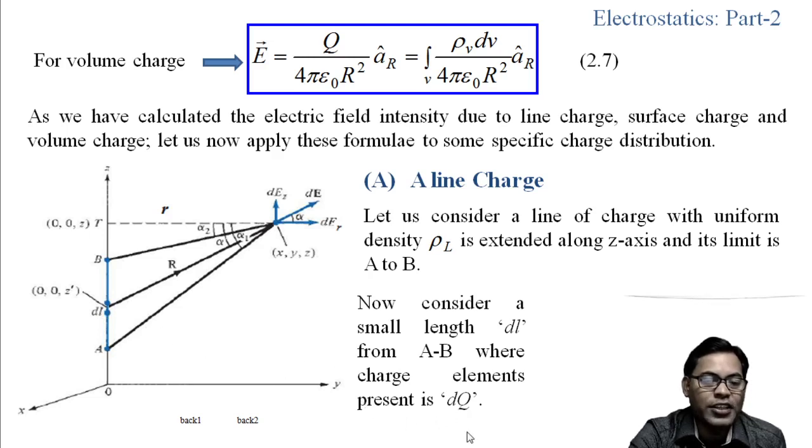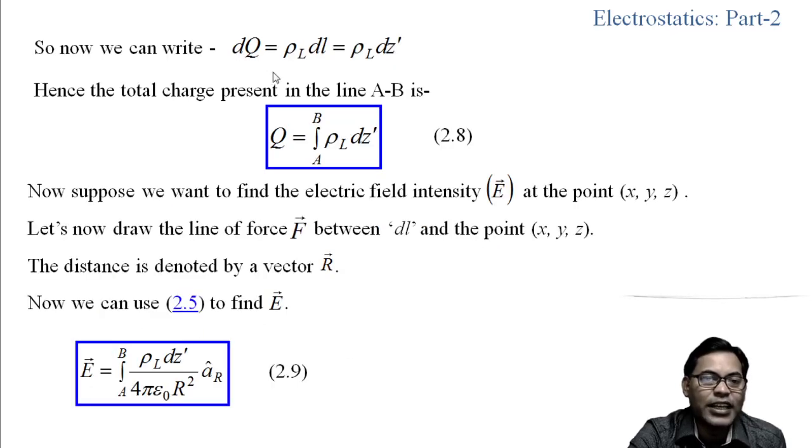So the charge dq can be written as rho l into dl, but here dl is a very small length and its coordinate is z prime, so we can write dq equals rho l dl, or rho l dz prime. So the total charge in the line, q, will be equal to the line integral, with limits a to b, of rho l into dz prime.